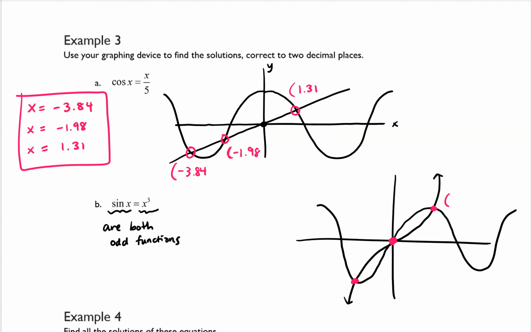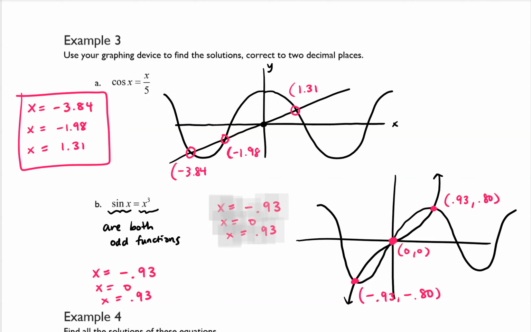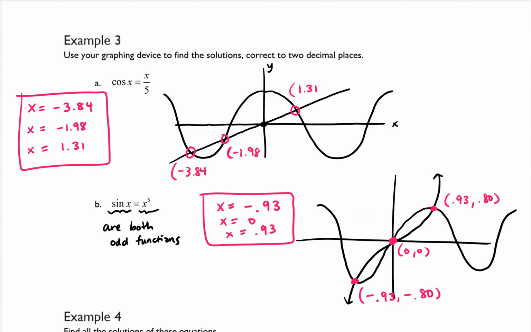So if we round this to 2 decimal places, this was 0.93, 0.80. We know that one of the points of intersection is the origin, and then the other one was negative 0.93, negative 0.80. So when we are thinking about our solutions to this equation, they are going to be x equals negative 0.93, x equals 0, and x equals positive 0.93. And that concludes example 3B.